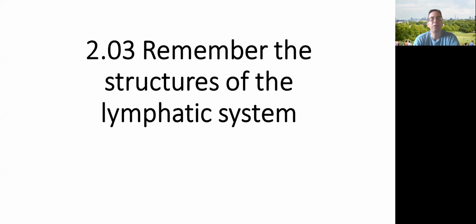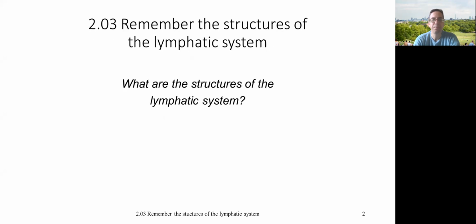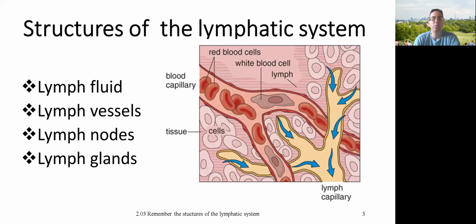Today's talk is going to be about structures of the lymphatic system, also called the immune system. And in 3 to 4 minutes, we're going to cover everything that you need to know about it. So how does the immune system do what it does? Well, it's all about these cells, the white blood cells, which are also called lymphocytes. And broadly speaking, all of these different cells move throughout the lymphatic system in these: lymph fluid, lymph vessels, lymph nodes, and lymph glands.